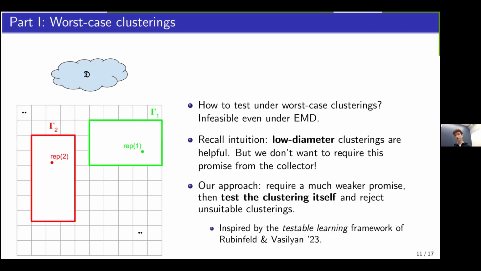So what is our approach instead? We're going to require a much weaker promise from the collector, something that is more reasonable to expect to be fulfilled. And then we are going to test the clustering ourselves. So we are going to detect either this clustering is suitable for our job and we're able to test the property of D, or the clustering is unsuitable and we will just say that in the output. We are not going to make a wrong decision, basically. And this is inspired by the testable learning framework of Rubinfeld and Vasilyan.